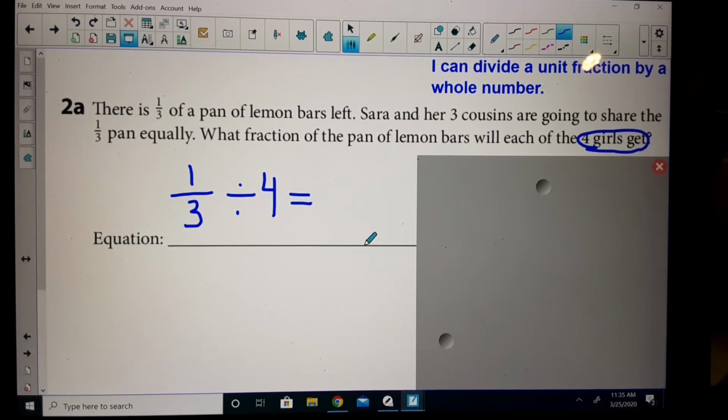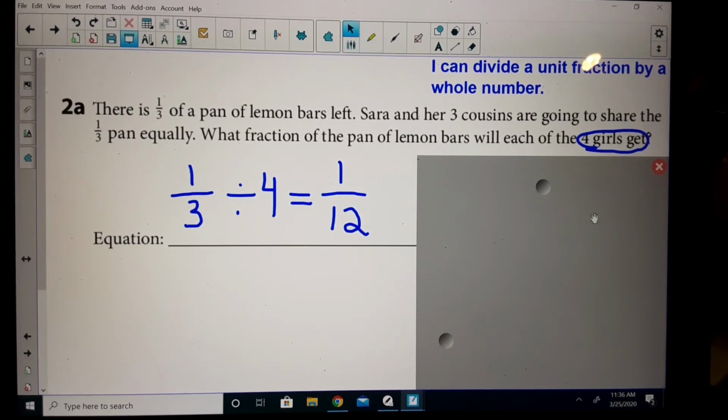Well, let's try it mechanically first this time. I know I have to end in a fraction because I'm starting with a fraction. So far, my numerators have all been 1. And it looks like we could multiply the denominator times the whole number for our new denominator. 3 times 4 is 12. So mechanically, I'm coming up with 1/12. Let's see if the model supports that.